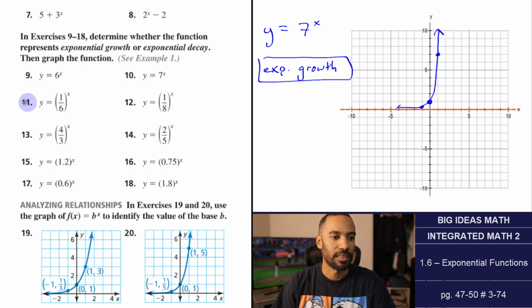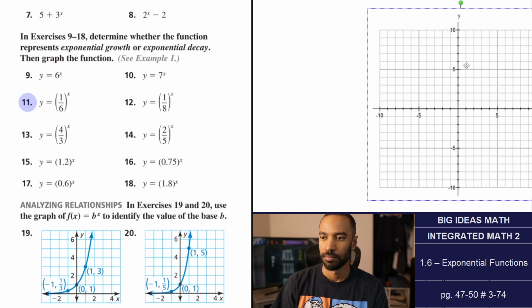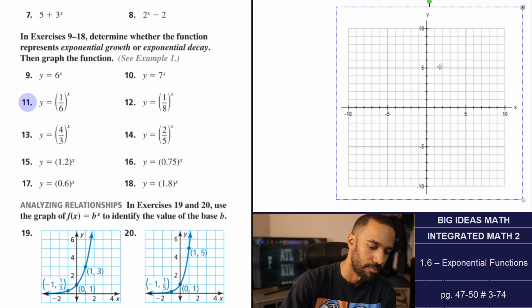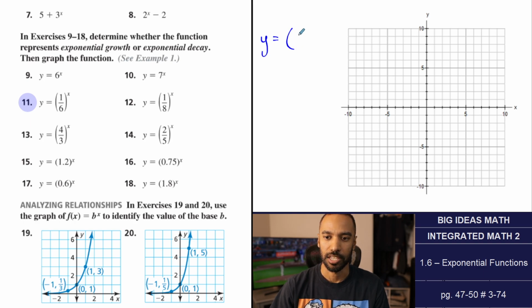All right, number 11. Now we have y equals 1/6 the x power.